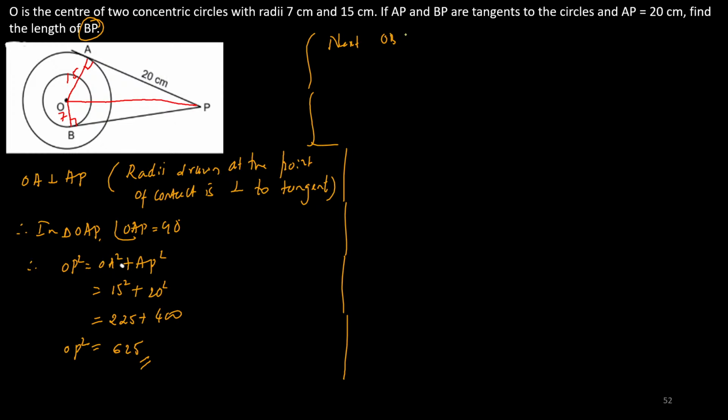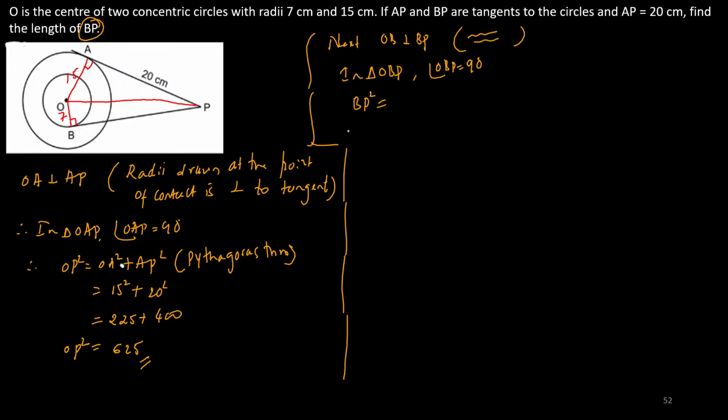Next what I do, OB is perpendicular to PB. Again write the same statement of the theorem. So in triangle OBP, angle OBP is equal to 90 degrees. So I'm supposed to find out BP square. So I can write BP square is equal to, here you write down the reason as Pythagoras theorem, OP square minus OB square.